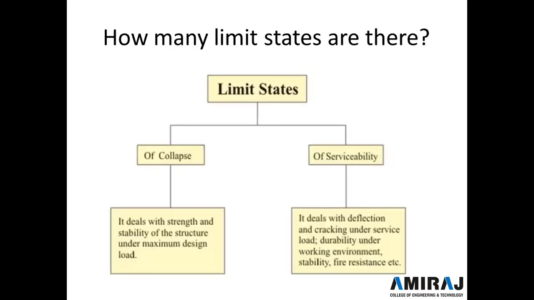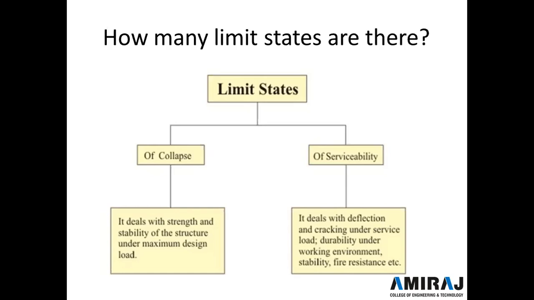Now going further, how many limit states are there? Limit states are divided into two parts. First is the limit state of collapse, and the other one is the limit state of serviceability, right? The limit state of collapse deals with the strength and stability of the structures under maximum design load. And the limit state of serviceability deals with deflection and cracking under service load, the durability under the working environment, stability, fire resistance, etc.